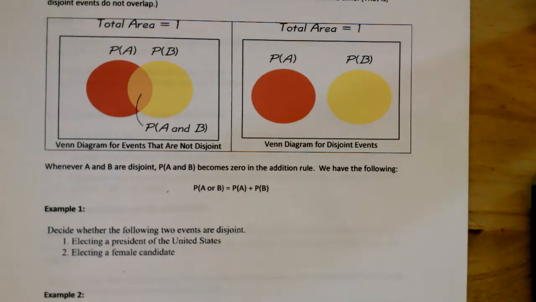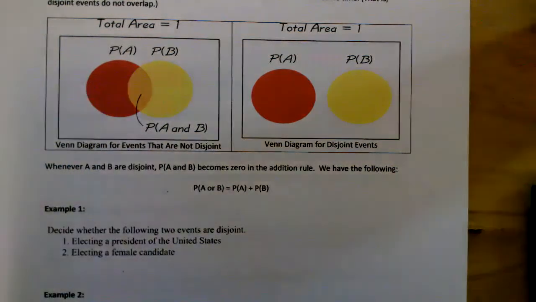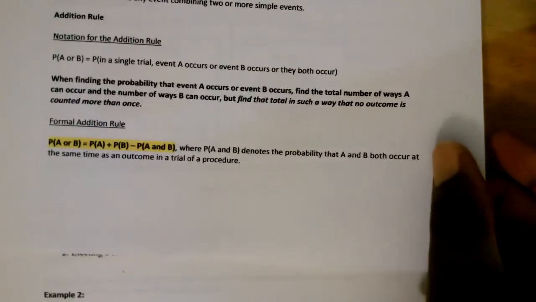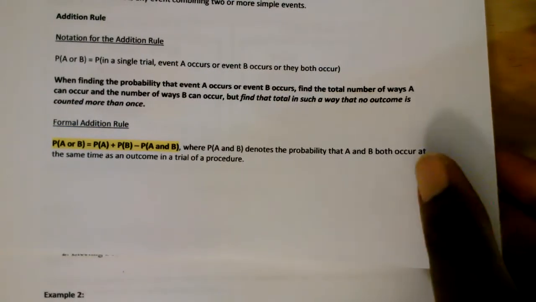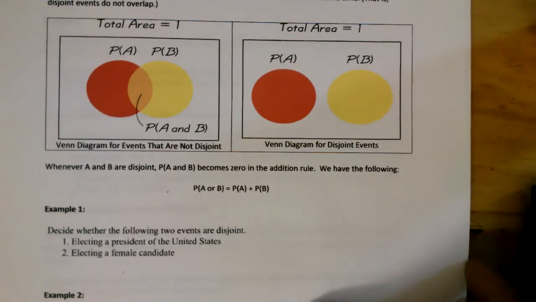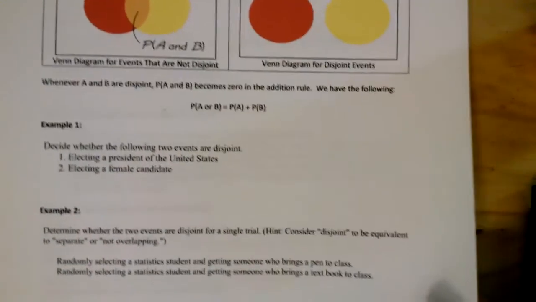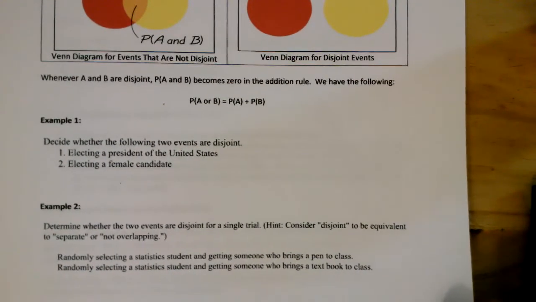On the other hand, if you have events that are not disjoint, like the one on the left side, then you have to use the formal addition rule. Okay. Now let's look at a few examples of what is considered to be disjoint and what is considered to be not disjoint.